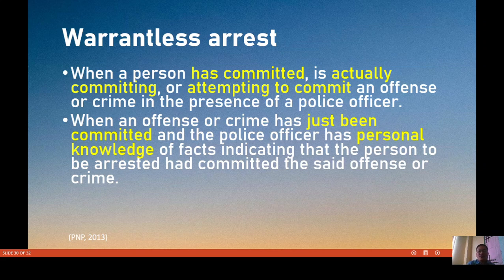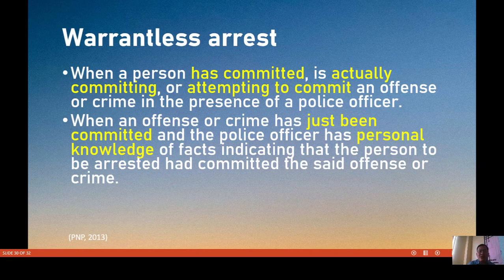Next is when an offense or a crime has just been committed and the police officer has personal knowledge of facts indicating that the person to be arrested has committed the said offense. So here, in the first instance of in flagrante delicto arrest, you must be present in the scene as a police officer and you have seen, witnessed or heard that a crime has been committed, or is an ongoing crime, or there is an attempt to commit a crime. So you go to the suspect, arrest the suspect. That's called in flagrante delicto. You must be present at the crime.